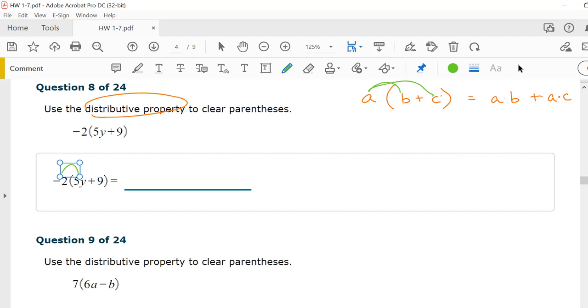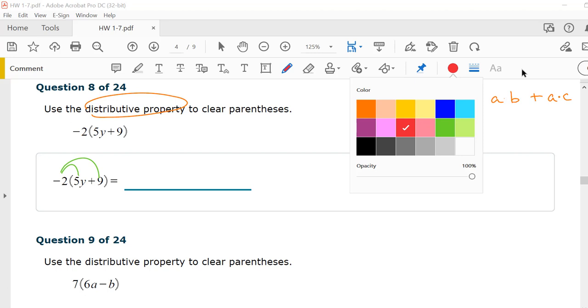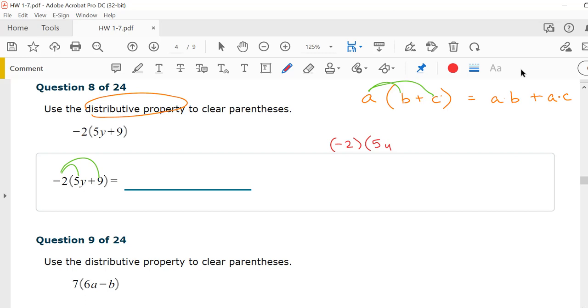So I'm going to go over to the side and write that out. Negative 2 times 5y plus negative 2 times 9. Now, I can use my associative property and say that this is negative 2 times 5, and then times y, and then plus negative 2 times 9. All right, I'm going to go to my calculator and find out what is negative 2 times 5, and also the negative 2 times 9 on my calculator.